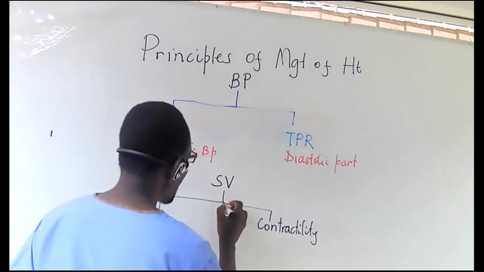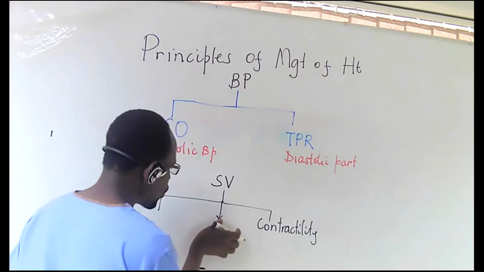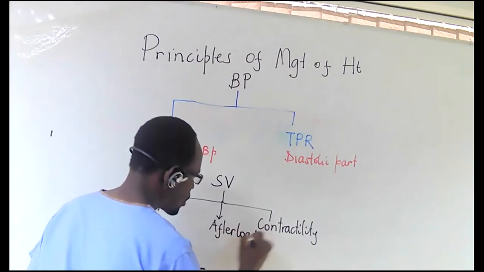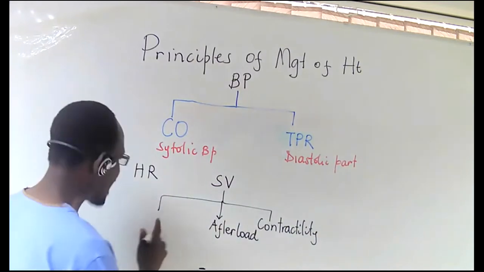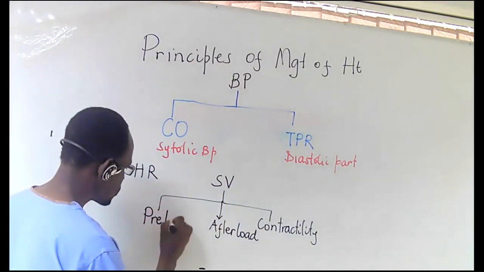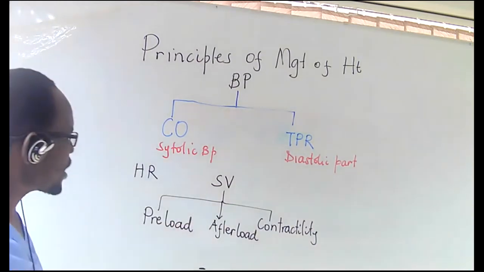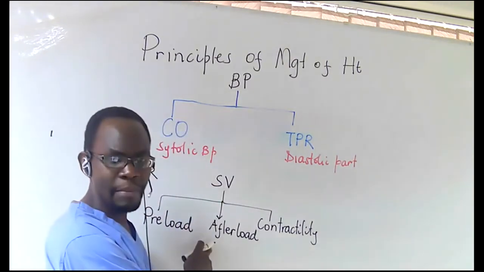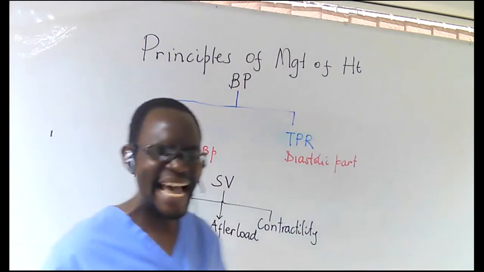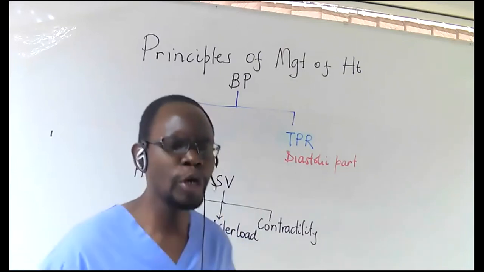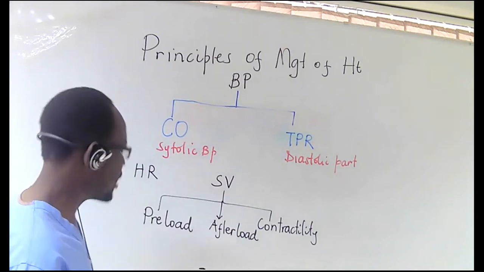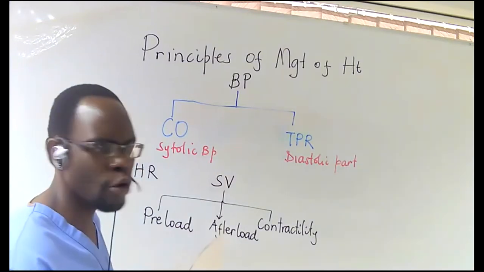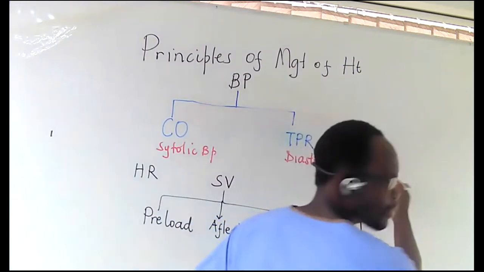Now, we also have what we refer to as afterload, and what we also refer to as preload. So these three things determine the stroke volume. What is afterload? I hope you still remember afterload from your physiology. This is basically the force, the resistance against which the heart has to pump to overcome resistance. This is what we mean.